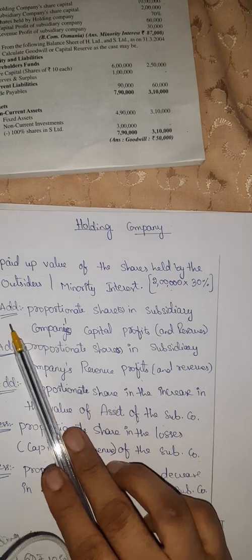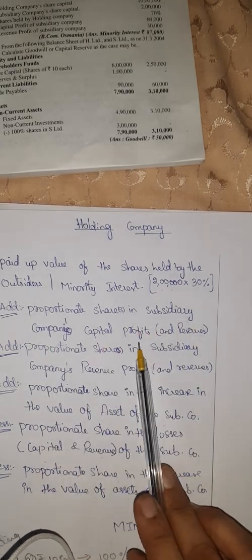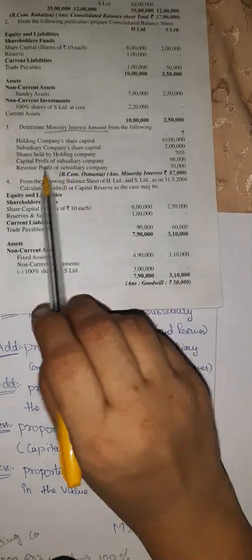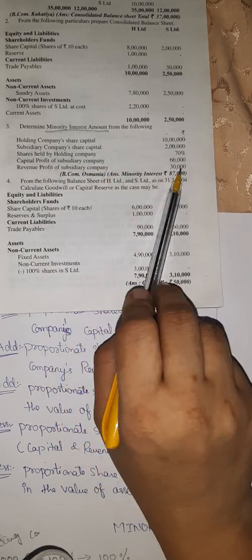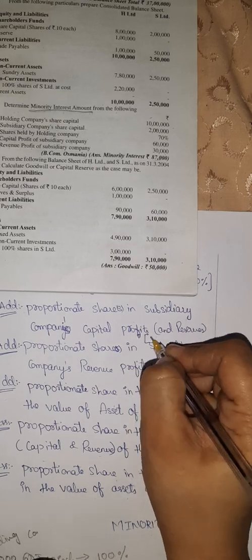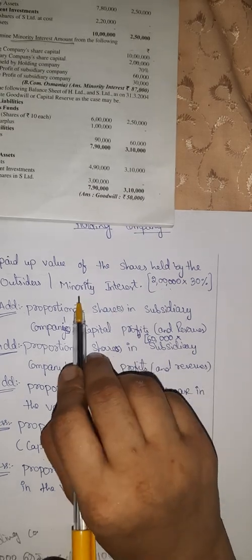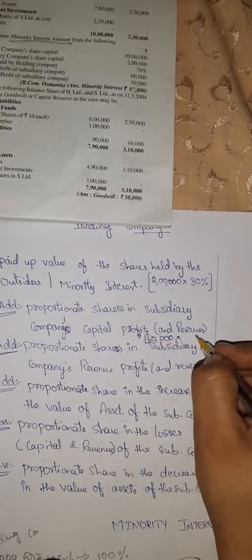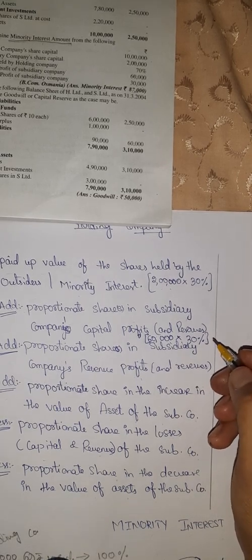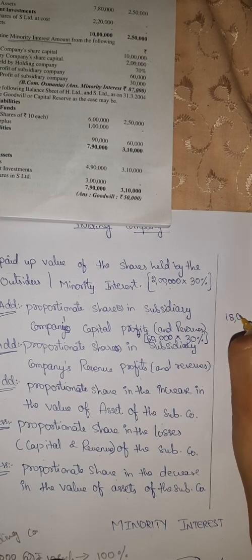The next thing we have to add is the proportionate share in the subsidiary company's capital profits. It is given in our question: the capital profit of the subsidiary company is 60,000. Out of this 60,000, the minority interest is only 30%. So when we calculate 60,000 into 30%, we get 18,000.